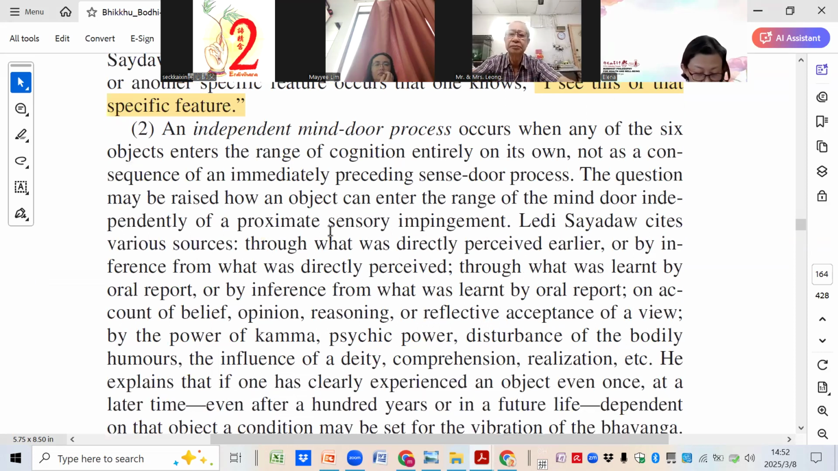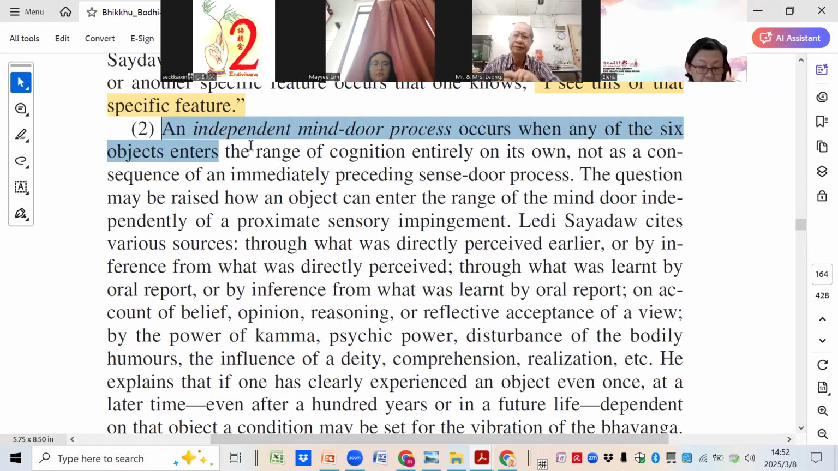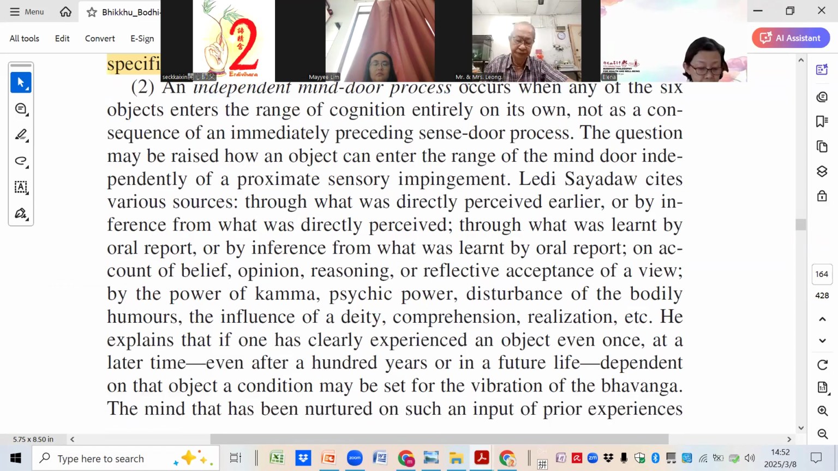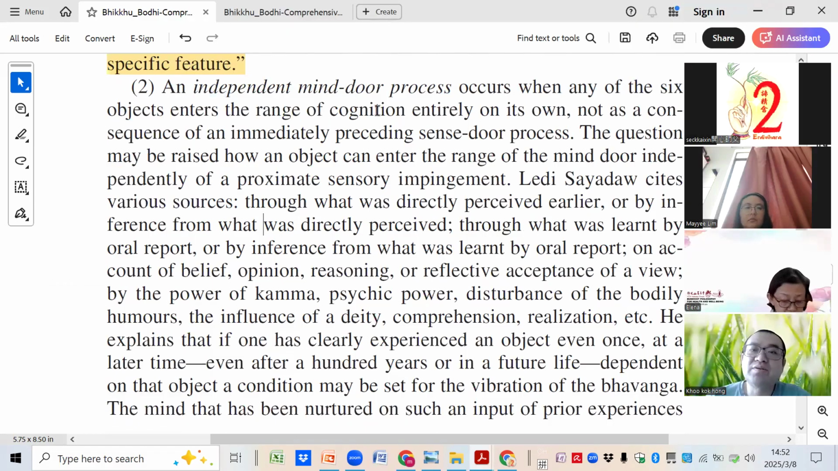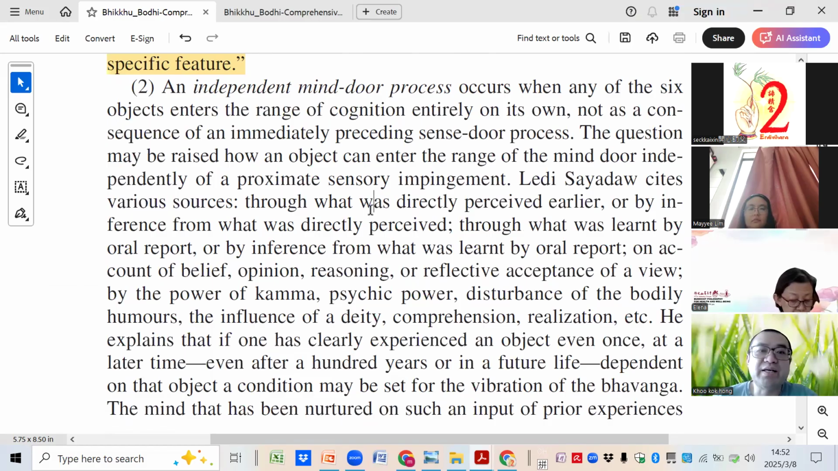An independent mind door process occurs when any of the six objects enter the range of the mind door entirely on its own, not as a consequence of an immediately preceding sense door process. The question may be raised how an object can enter the range of the mind door independently of a proximate sensory impingement.